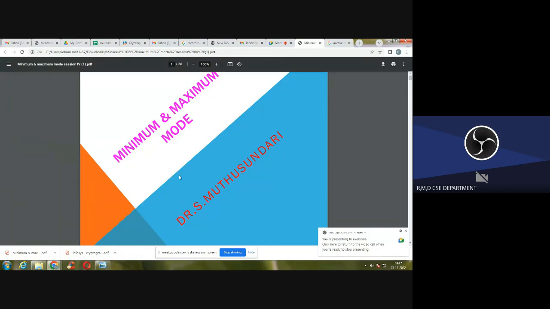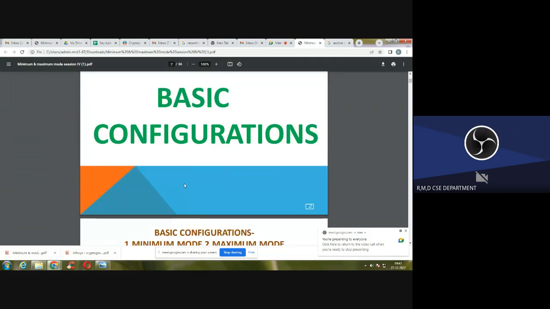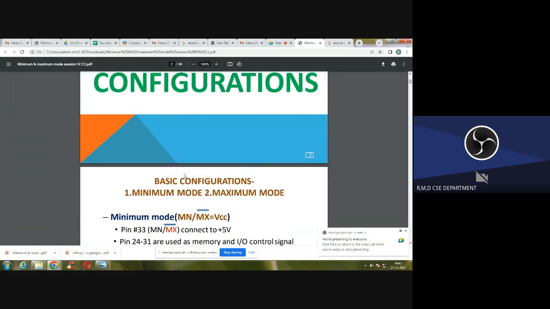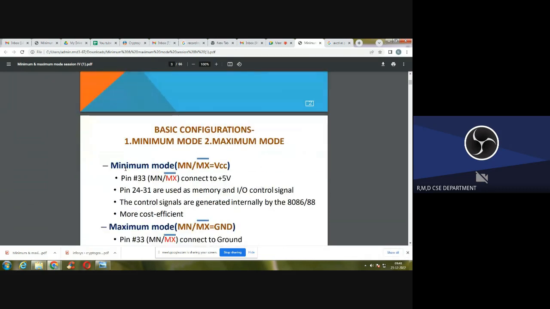It is in the topic of Unit 2. So first of all, we want to know what we mean by minimum mode and maximum mode. There are two basic configurations. One is the minimum mode and the second one is the maximum mode. First, we will discuss the general description of the minimum mode.